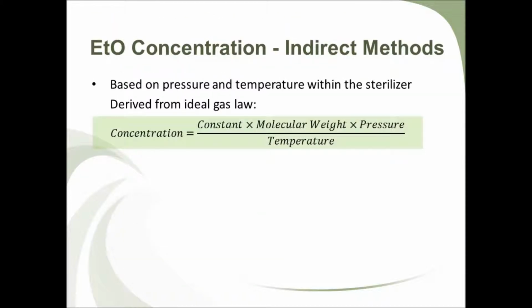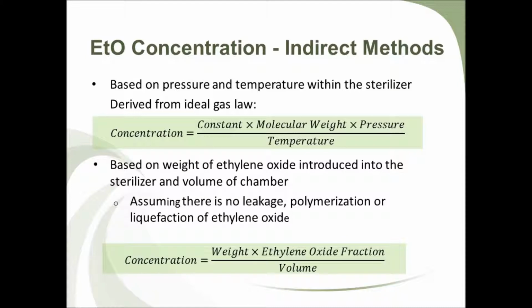Ethylene oxide concentration may be indirectly obtained through calculations. The first method is based on pressure and temperature, using the ideal gas law equation as shown. The second method is based on the weight of ethylene oxide introduced into the sterilizer and the volume of the chamber. Because commercially available ethylene oxide is usually diluted, there is a need to specify the ethylene oxide fraction.